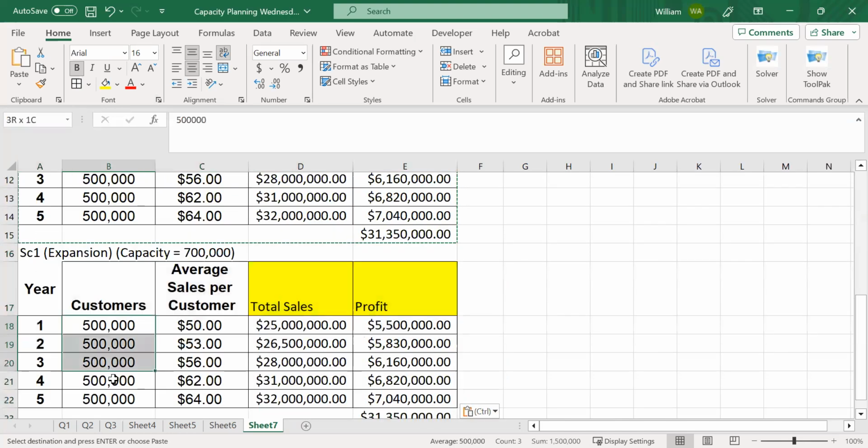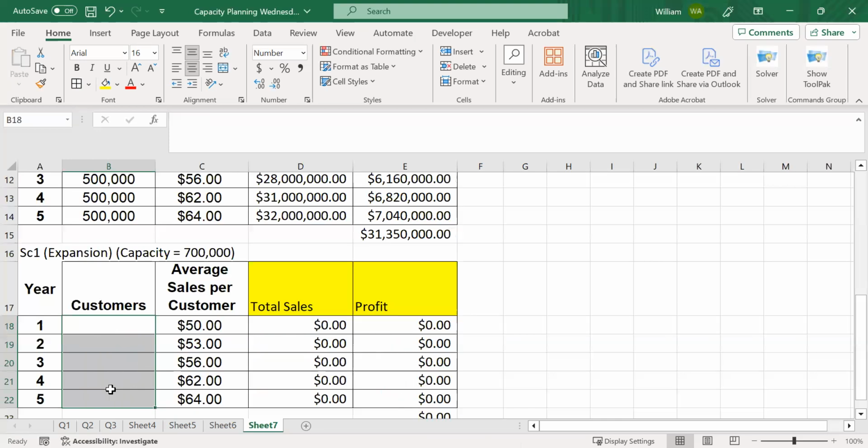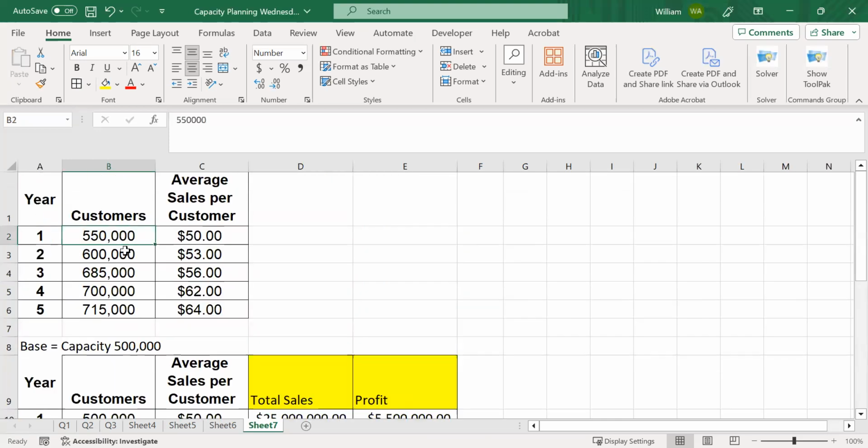But now I have to change the number of customers we can serve because we've expanded our facility. So I'll go back to our initial data here and look to see how many customers we expect to have come in every year. If we expand to 700,000, I know that I can fit in every single data point here except for year 5. In year 5, we anticipate having more customers than we have capacity. So in that year alone, we're going to change our customer amount to 700,000 instead of 715,000.